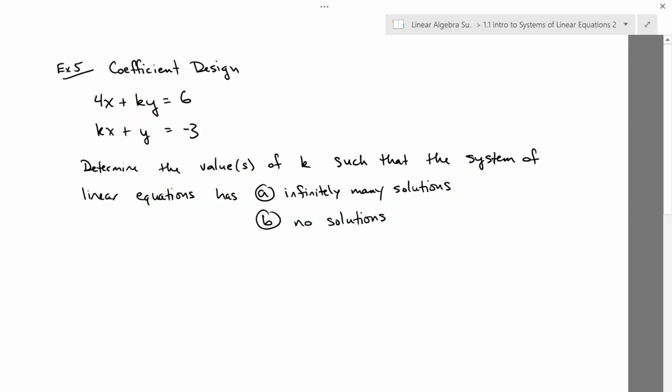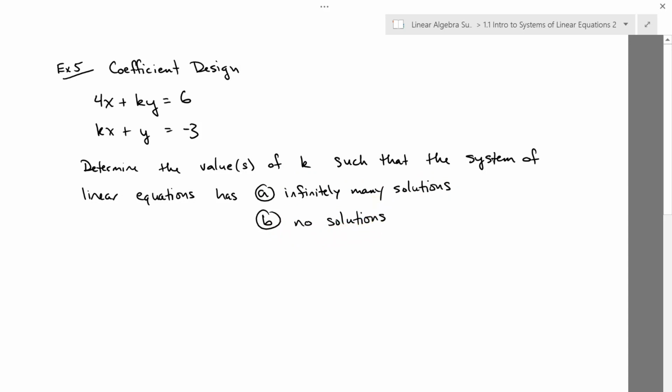Okay, so basically the problem is, you have these two equations, and you want to know what values you can put in for k so that the system of equations has a certain kind of solution. So in this problem, it's asking for what values of k does it have infinitely many solutions, and for what values of k does it have no solutions.